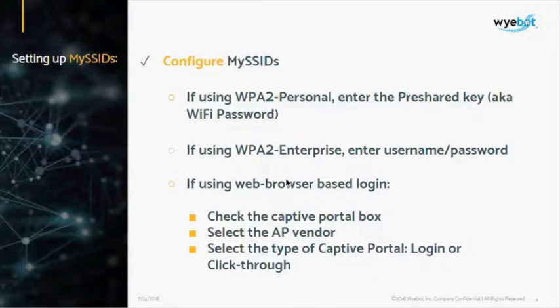If you're using WPA2 Personal, then you have to enter the password or the pre-shared key. If you're using WPA2 Enterprise, you enter the username and password. And if you're using captive portal, or more generally web browser-based login, then you check the box which says captive portal, and then you select the AP vendor that you are using, Cisco, Aerohive, Meraki, Ruckus, whatever you may have. Then you select the captive portal type, whether it is login or just something which says I accept the terms and conditions and click through, and there you go.